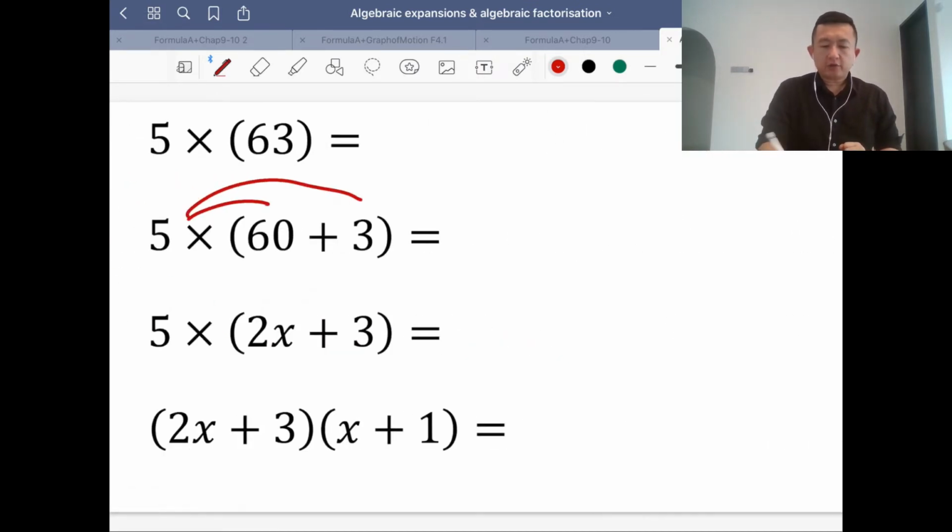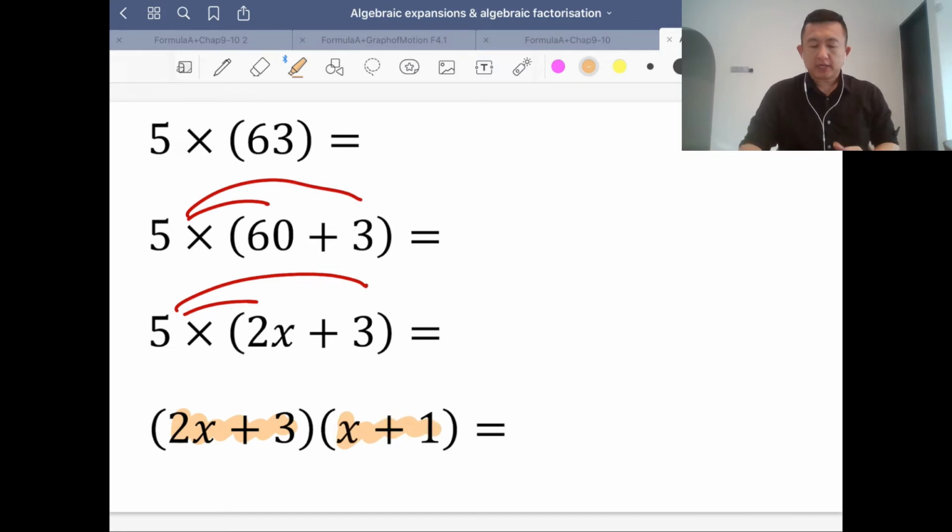We have 2 brackets with algebraic expressions. Algebraic expressions, algebraic expressions. Hey, what can we do? Now this is something that I want to discuss with you in this video. What can we do when we have a situation like this?